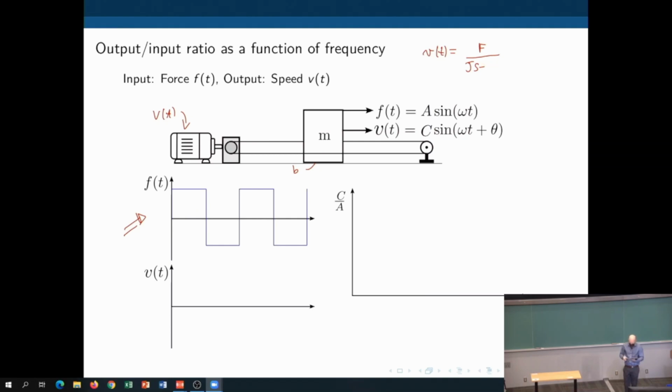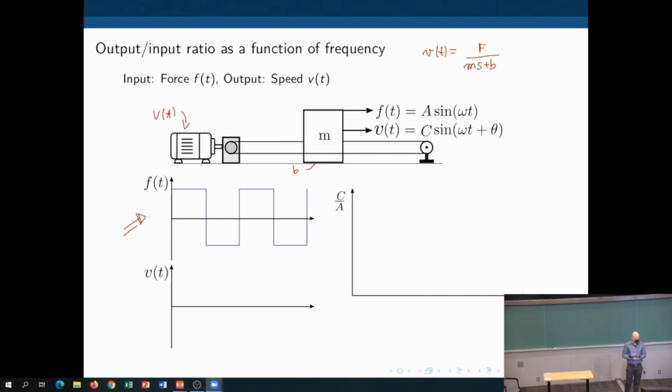Ms plus B. This is a translational system. Ms plus B. There's only friction in there. And now let's give this system a force f of t as we see there and see what the output is.